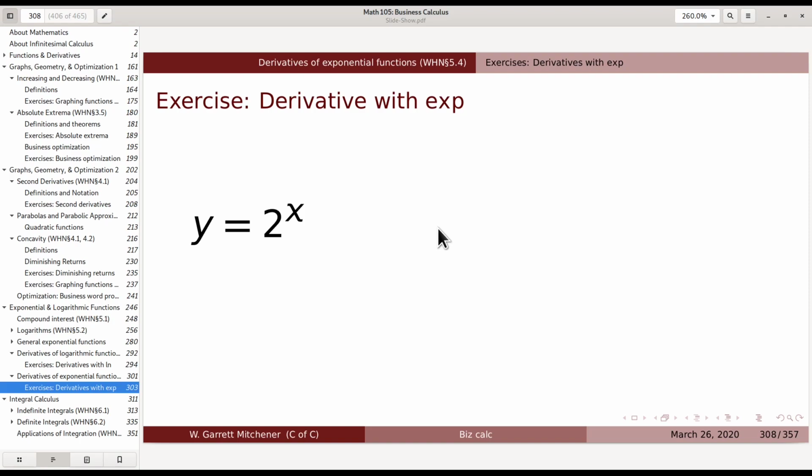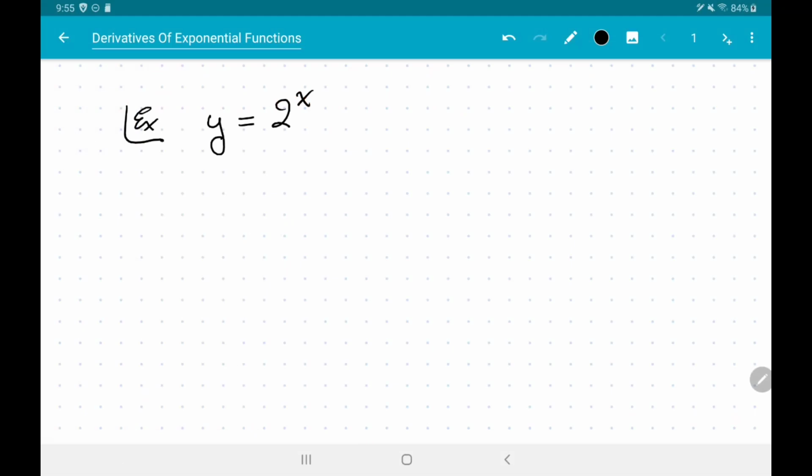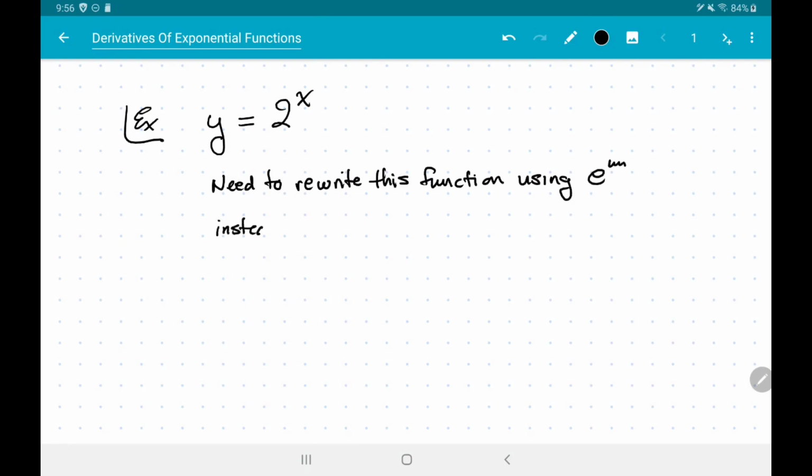So y equals 2 to the x. In order to apply our derivative rules, the base has to be e. Any other base isn't going to work. So we need to rewrite this function using e to a power instead of 2 to a power.